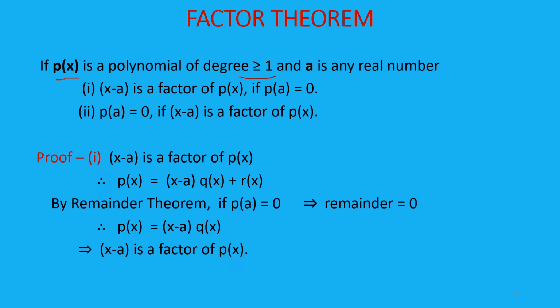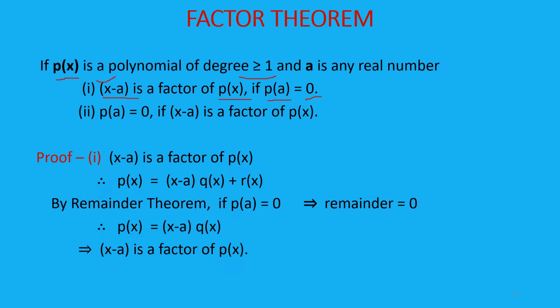According to this, suppose we have any polynomial P(x) and the degree of the polynomial should be equal to or greater than 1. Then it is saying x minus a is a factor of P(x) if P(a) is equal to 0. That means if in the polynomial P(x), we put the value of x as a, it will become P(a). And after putting the value as a, if we are getting it equal to 0, that means x minus a is a factor of P(x).